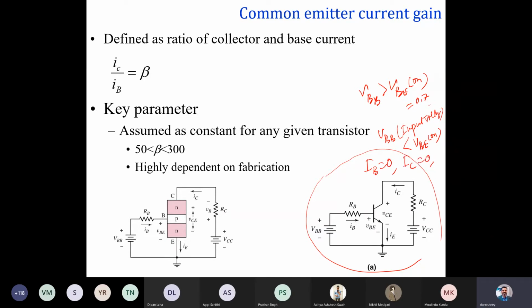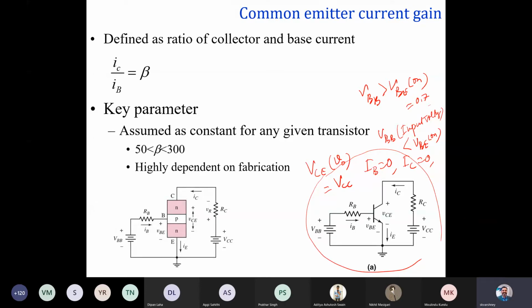And simply the output, the VCE, which is the V naught, would be given by the VCC, right? That will be the VCC, whatever you applied, whether it is 5 volt, 10 volt, or 12 volt. So VC will be your VCC, right?